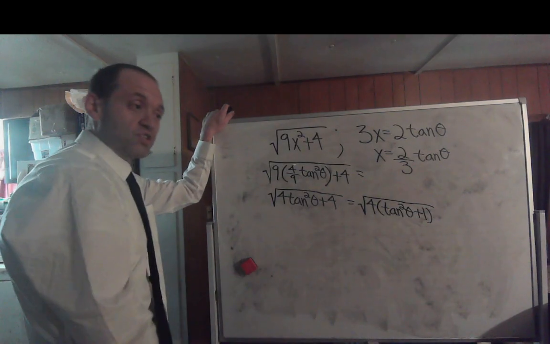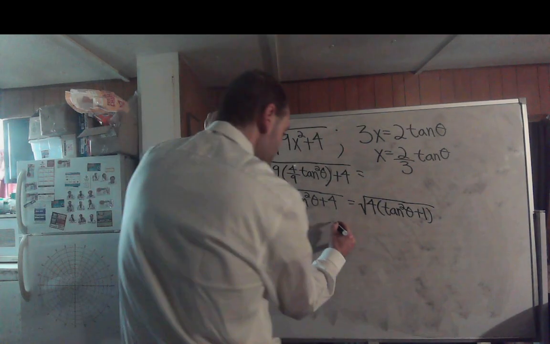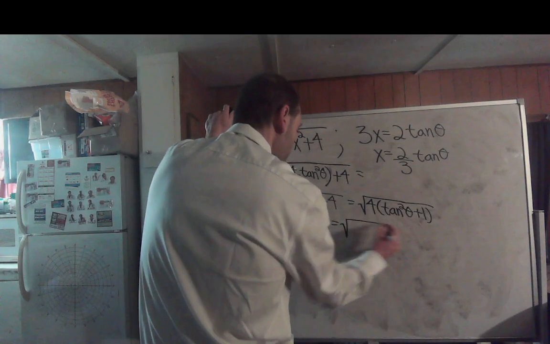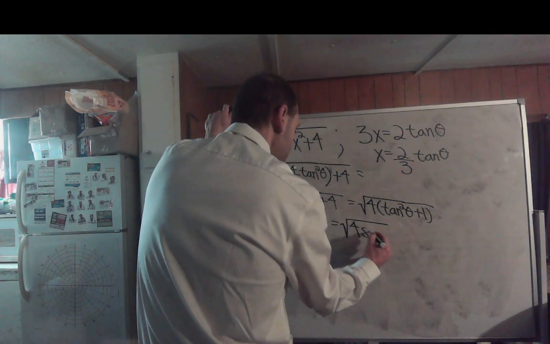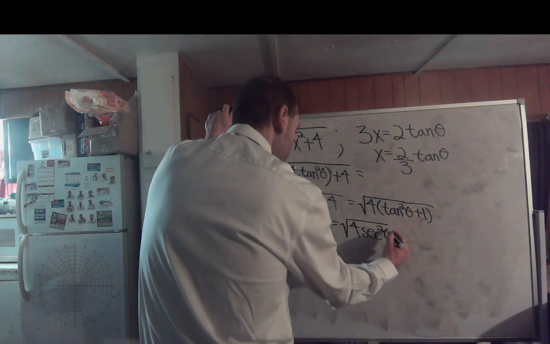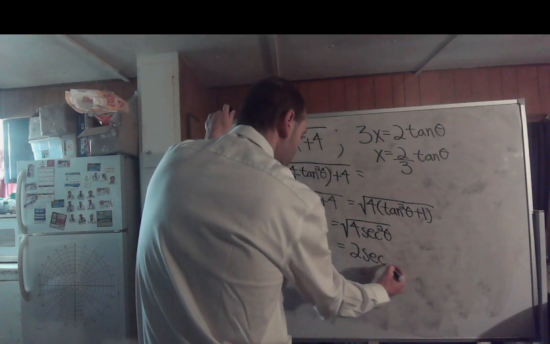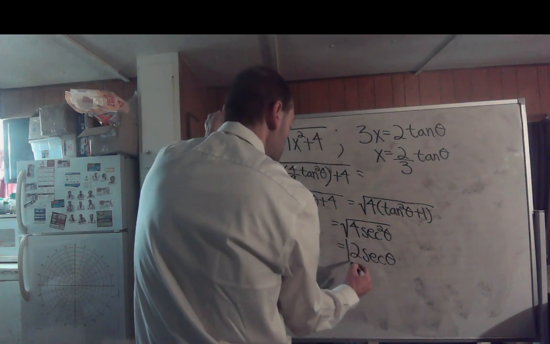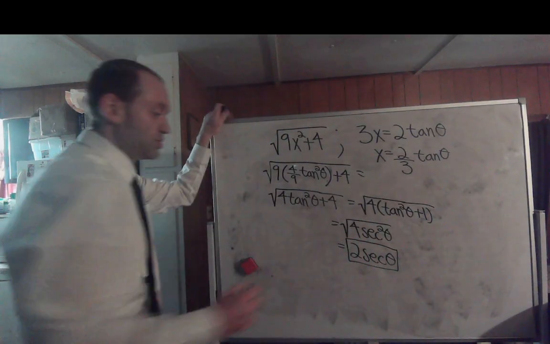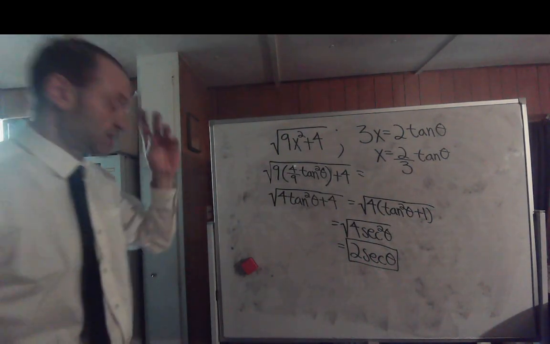Well, what is tangent squared plus 1? That's secant squared, so you'll end up getting the square root of 4 secant squared of theta, which should just give you 2 secant of theta as your final answer. So you should end up getting 2 secant of theta out of this.